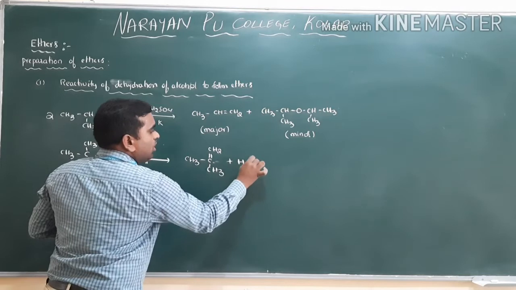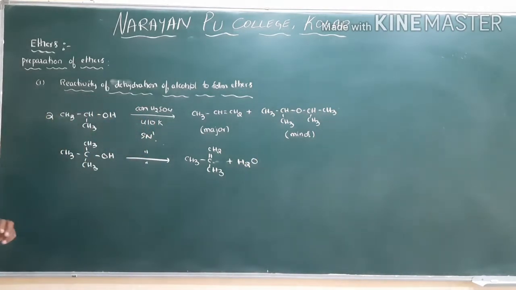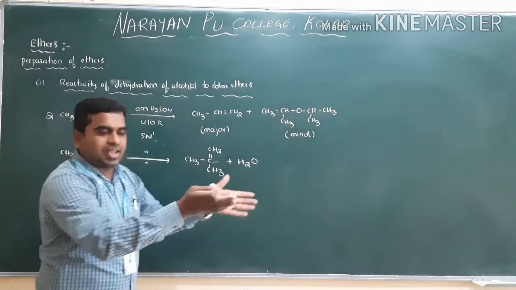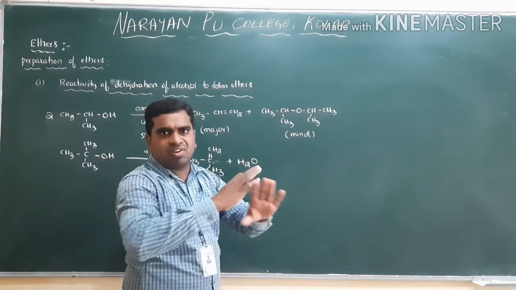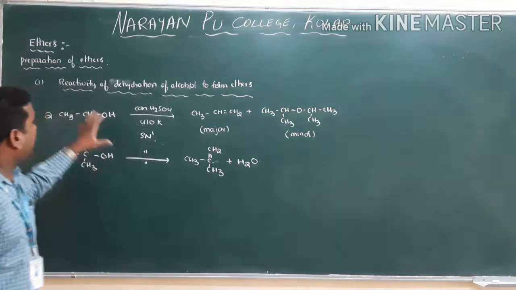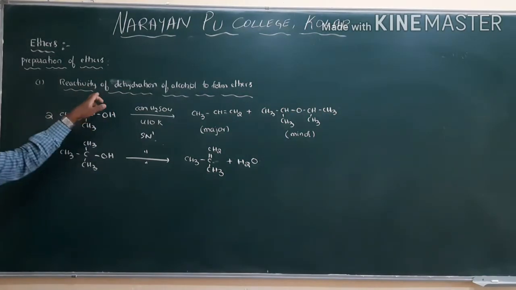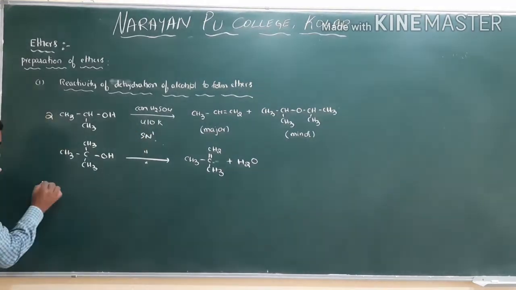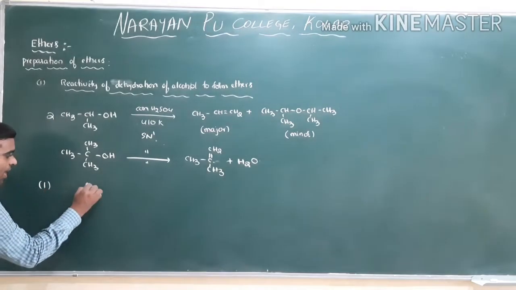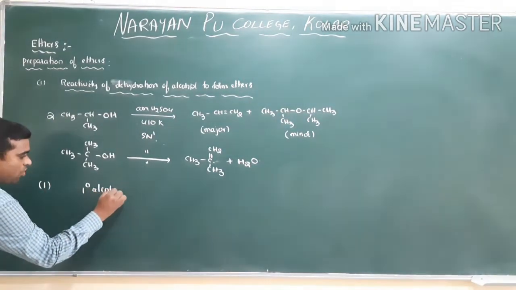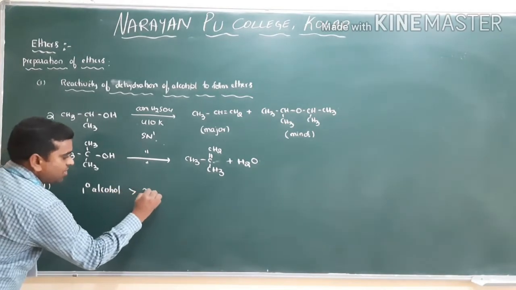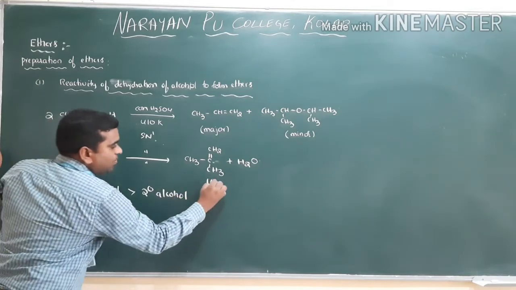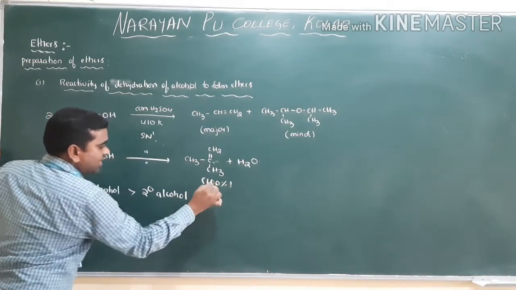There is no formation of ether. Why? Because secondary is already so bulky. If tertiary comes, the ether is very unstable. So that's why, what is the reactivity of dehydration of alcohols to form ethers? The first one is here. Primary alcohols are involved in the dehydration very fast compared to the secondary alcohols, and here 100% only alkene. You will not get any ether.